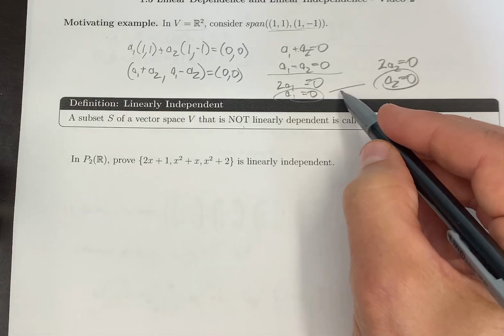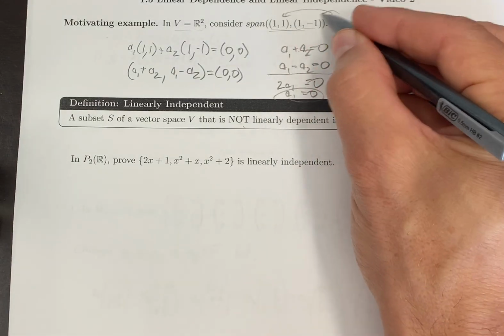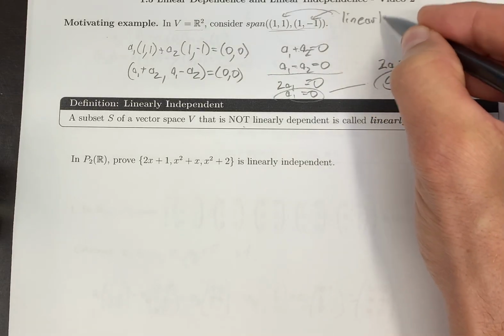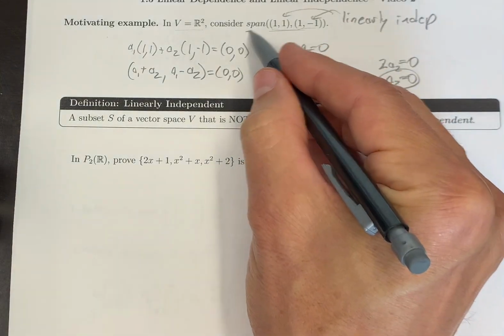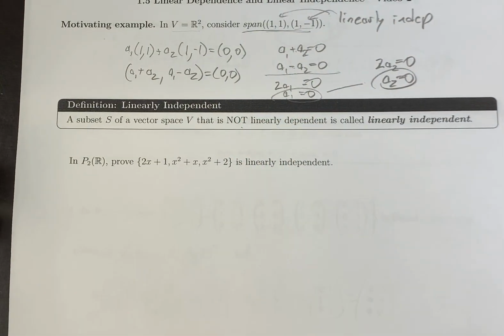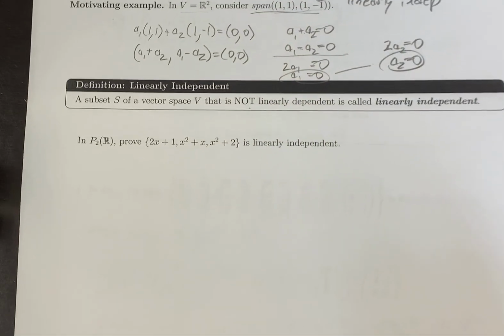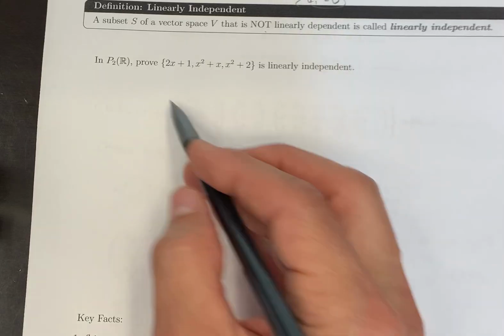So both of those together mean that this set is linearly independent. In other words, somehow this is the most efficient way that this span can be built. There's nothing that can be dropped. So we are going to look at a different example.